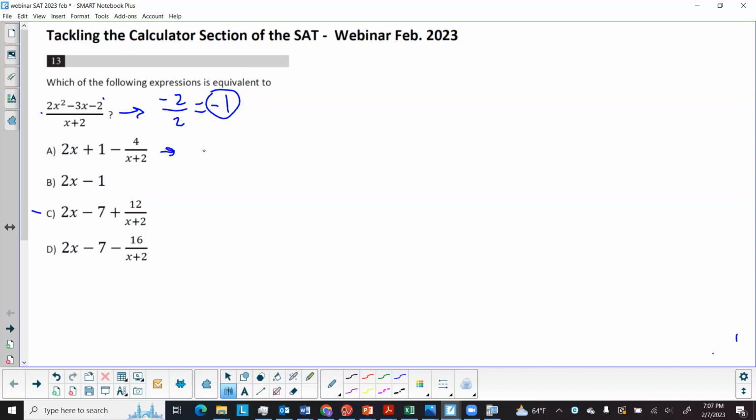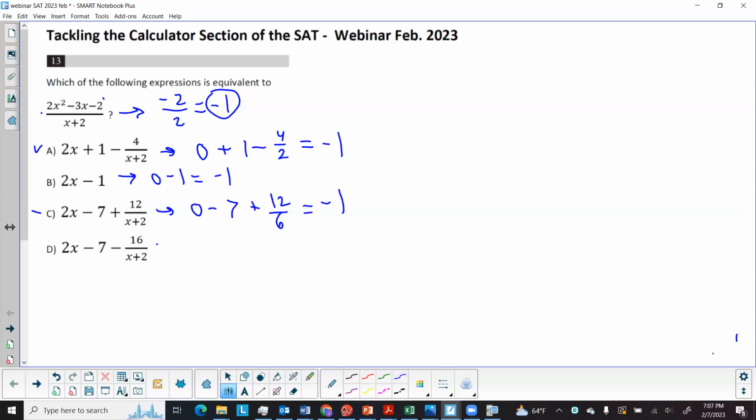This would be, let's see, 0 plus 1 minus, if x is 0, that would be 4/2, which is 2. 1 minus 2 is also -1. So maybe that's going to work, but it doesn't guarantee it. Plugging in 0 doesn't tell you for sure that's going to be the right answer, but it should eliminate a few answers, hopefully. Let's see what happens. 2 times 0 is 0, minus 1, also -1. Oh, wow, this is not working great. So this is going to be 0 minus 7 plus 12/2. So -7 plus 6 is also -1.